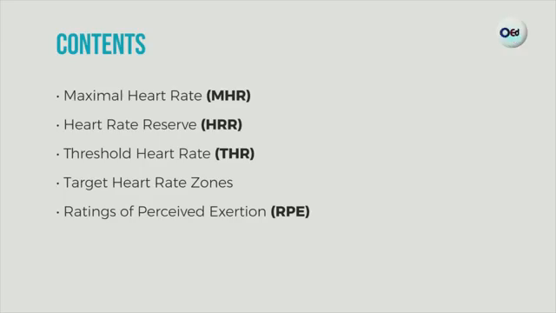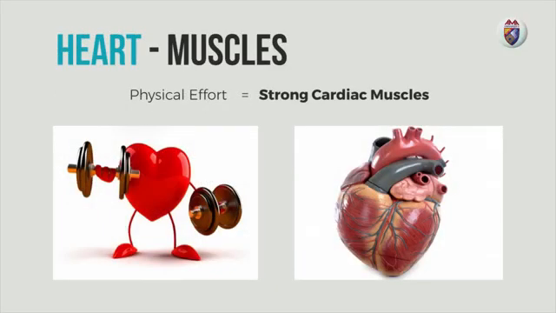Then, we will try to determine the most applicable target heart rate zones for your physical activity level. And finally, you will determine the importance of ratings of perceived exertion or RPE in relation to your effort in exercise. Close your right or left hand and place your thumb over your four fingers. This is the approximate size of your heart.